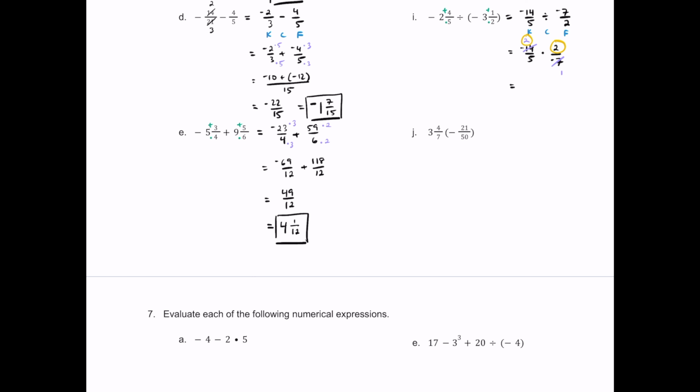So 2 times 2 is going to be 4 on top, and then 5 times 1 on bottom is just going to be 5. So we have a final answer of 4/5 here for our quotient.